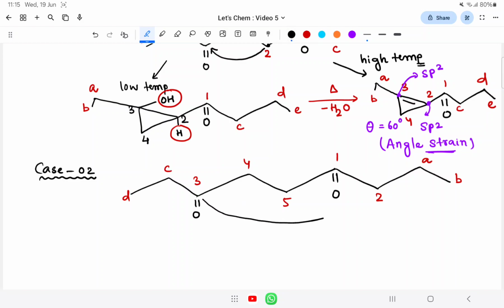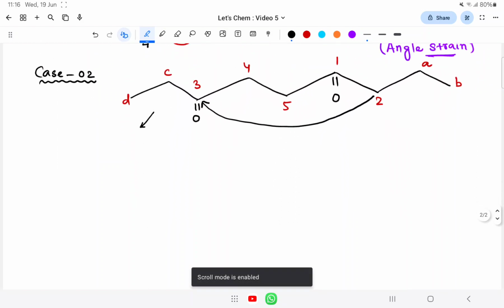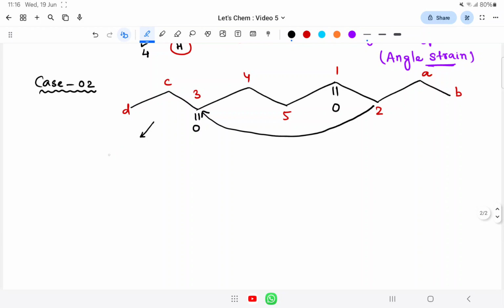This second carbon, that is the alpha carbon, is going to attack the third carbon. So guys, can you imagine the ring 1 2 3 4 5? The ring is going to look like this. What is going to happen at high temperature and low temperature? Can anyone tell me? First, let's see the condition of low temperature. At low temperature, we are going to get a 5-membered ring, like this.